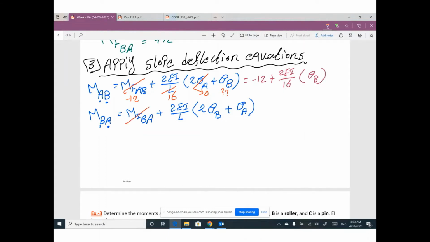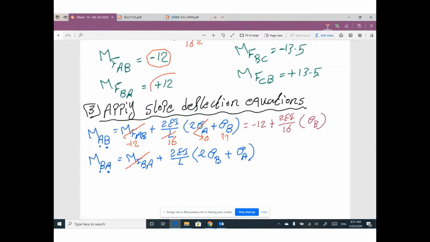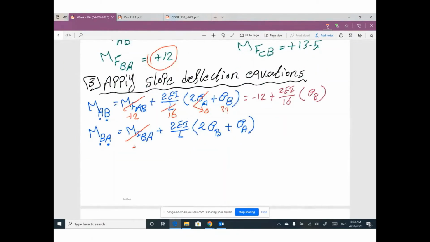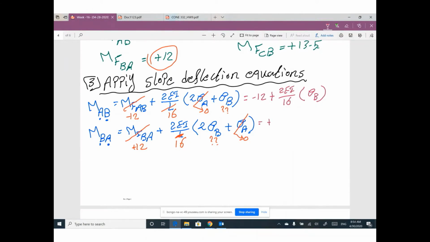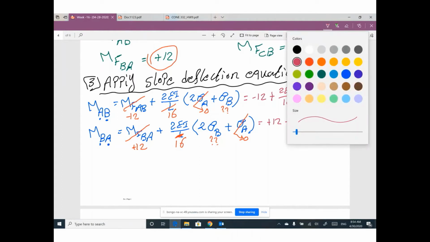M fixed BA is positive 12. The length of this member, AB, is 16. Theta B is unknown. Theta A was 0 because it's fixed. So your final equation will be positive 12 plus 2EI divided by 16 times 2 theta B. Keep going because we still have another member.